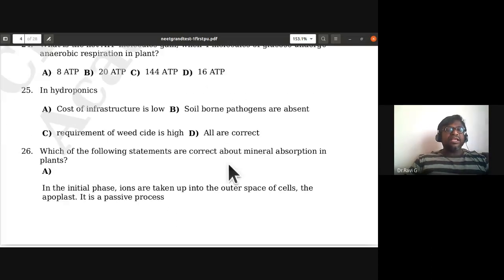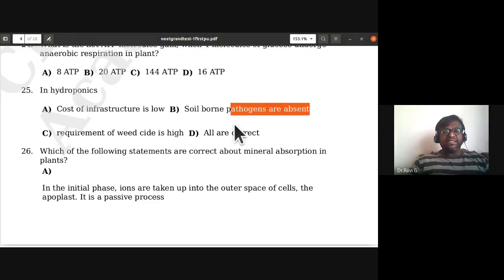Okay. In hydroponics, cost of infrastructure is, what is the right answer? In hydroponics, cost of infrastructure is low. Soil-borne pathogens are absent. So this is one thing that you can remember. B is the right answer. So soil-borne pathogens are absent in hydroponics. Okay.